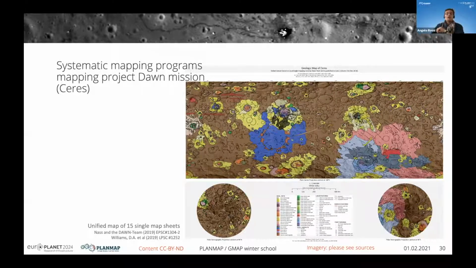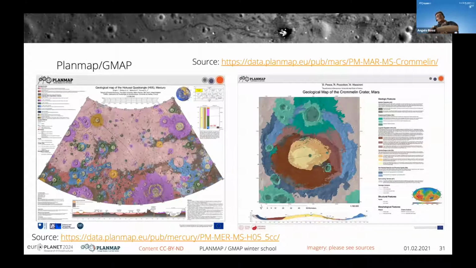So this is an example of how a mapping program related to a mission can actually produce quite a lot of geological work. Or you can have single map sheets as parts of a project, in this case, the PlanMap project that has been funded by the European Commission. And you have one case on Mercury, you will hear more from Dave and Jack, and one case from Mars. You will hear from both of them.